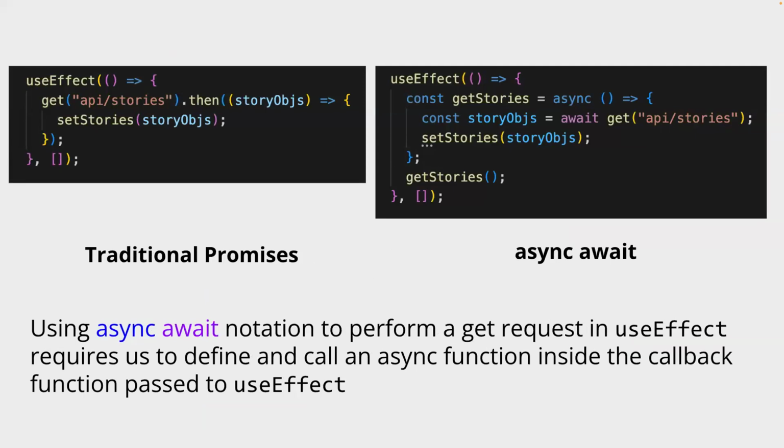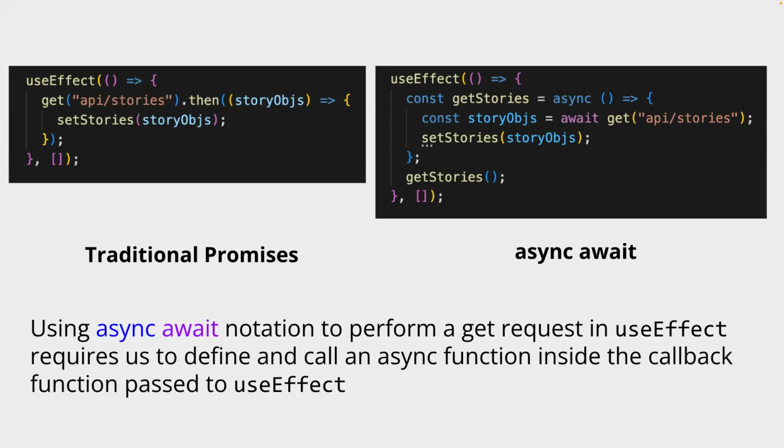So now, we can use async await notation in useEffect, and these 2 blocks of code are the same. Again, if we await the get, we're going to then just get the value into storyObjs. And storyObjs is actually going to be an array of story objects. It's not going to be a promise. So you can think of await also as kind of unwrapping a promise into whatever is contained in that promise once that promise is fulfilled.